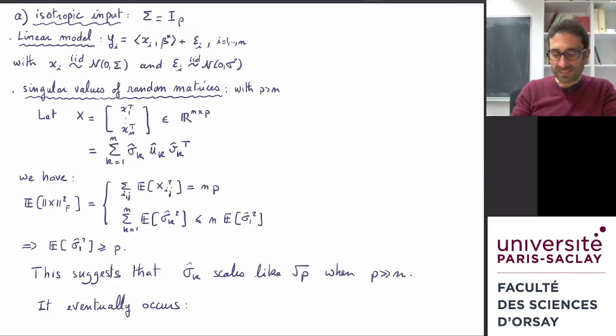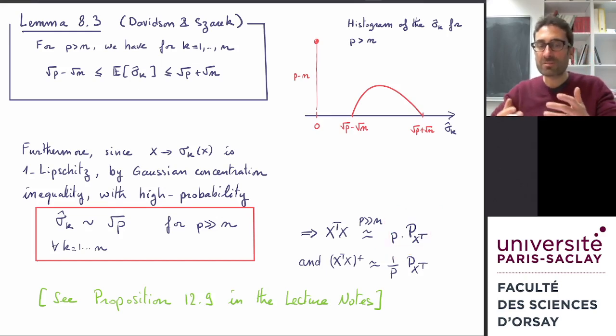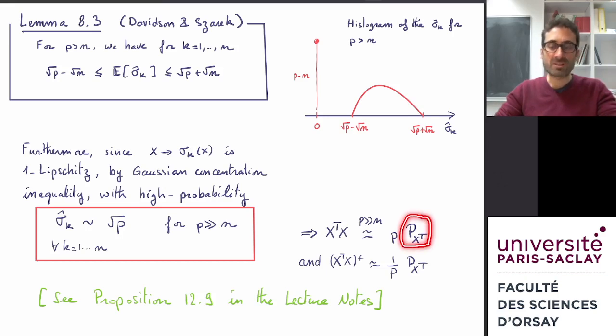In this case, when P is large in front of n, X transpose X essentially looks like P times the projector on the range of X transpose. So all the non-zero eigenvalues are the same, they are equal to P, and we have something which lives in the range of X transpose. Now, if you want to look at the Moore-Penrose pseudo-inverse, you will just have to invert the eigenvalues.